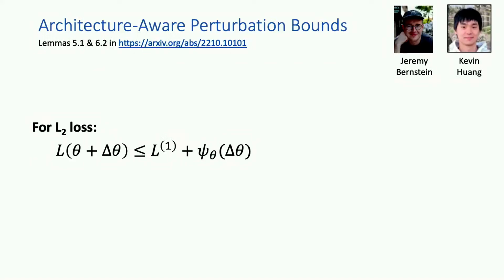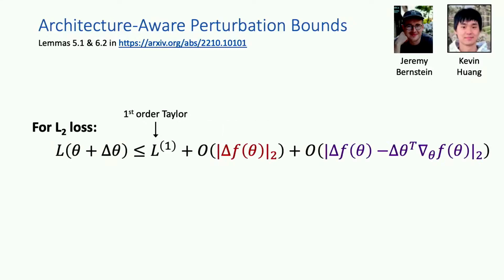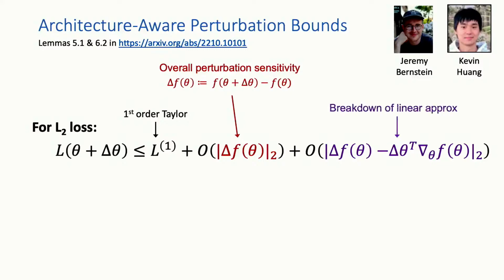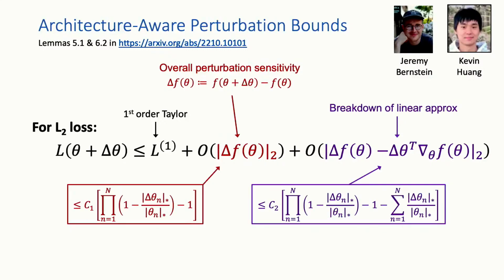So using that kind of insight, we can start to derive architecture-aware perturbation bounds that can be fitted within the majorize-minimize framework. So for squared loss, you can do the first order Taylor upper bound of the rest. This part is just the same as before, but then you can start to expand it, and you get something like the overall perturbation sensitivity as one of the terms in the upper bound, which is the sensitivity of the function itself, and then a breakdown of the linear approximation. And then you can start to upper bound these terms.